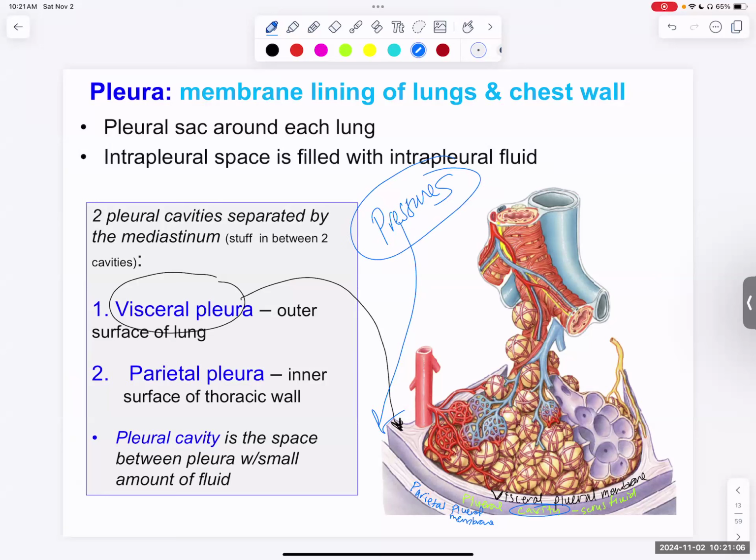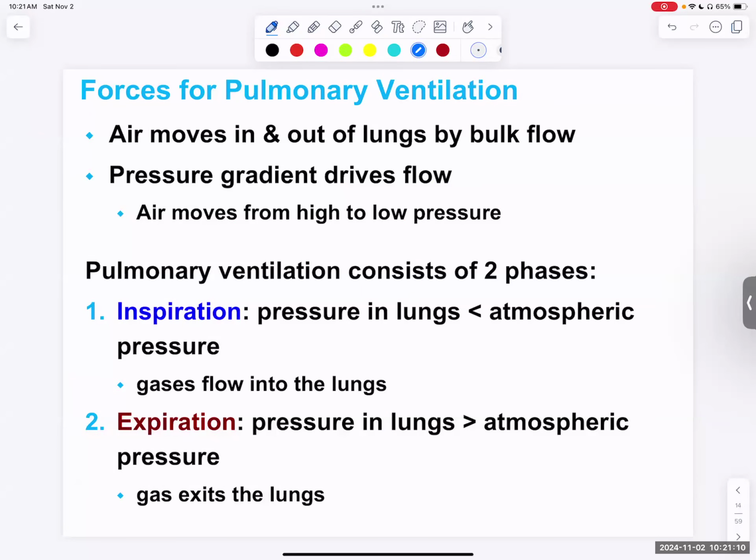And again, that's when we get into a little bit more of chapter 17. Right now, we're going to focus on how to bring air into the lungs, or ventilation. And we do that by moving air in bulk. We just bring a bunch of air from the atmosphere into our body. And we call that bulk flow.